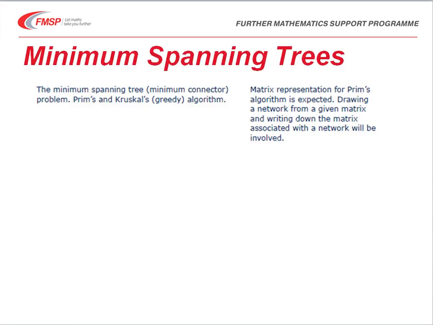The specification says that you should know Prim's and Kruskal's algorithms to solve problems for minimum spanning trees. To remember the difference between these, try and remember that Prim's algorithm starts at a point and then the tree grows from that point.